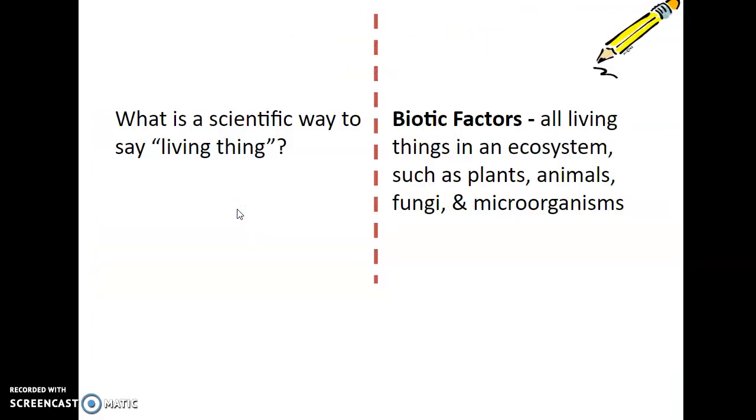So what is the scientific way to say a living thing? We're scientists, right? Because we're studying science. So we want to sound smart. The smart way, or the scientific way, to say a living thing is biotic factors. Biotic factors are all living things in an ecosystem, such as plants, animals, fungi, and microorganisms.